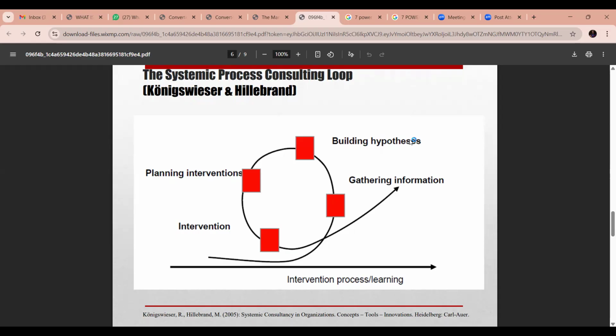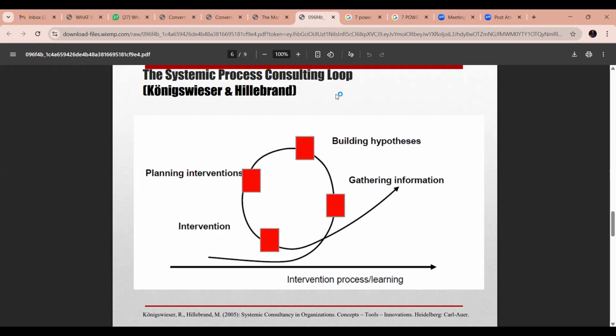Between building hypothesis and planning interventions, you need to validate your hypothesis. It's not listed here, but it's part of the process. You can't just come with a hypothesis and plan intervention. You need to validate the hypothesis or your assumption. You need to test it. And then once you test it, you can plan intervention, and then you can carry out the intervention.